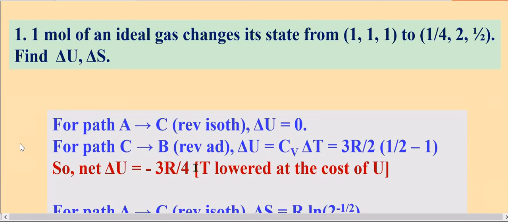Okay. I am not using any value of R, so that depends. As usual, it depends on the choice of pressure and volume. I never said that P is in atmosphere, volume is in liter and so on. So you have to put the appropriate value of R. That's not important. So temperature is lowered at the cost of U. Net delta U is negative because you have done more work in the adiabatic path and that is at the cost of internal energy. So naturally, internal energy decreases.